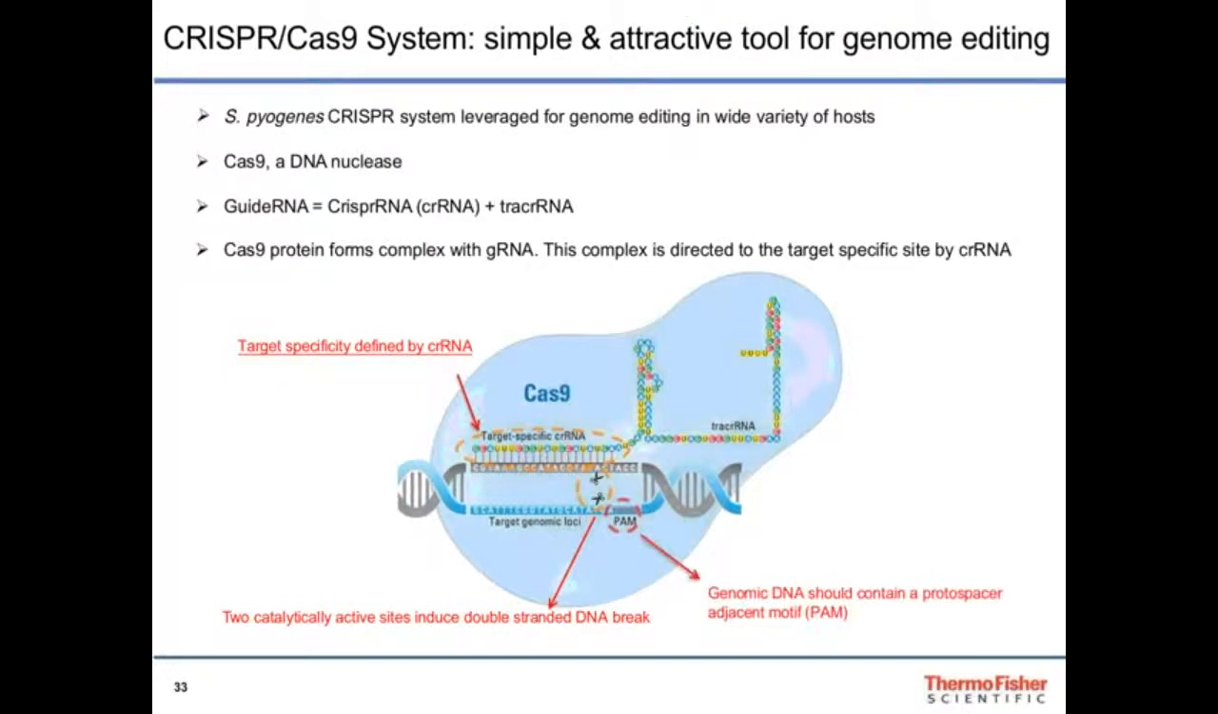One other piece of information that's important is that there is one requirement for this complex to be able to recognize a target in the DNA, and that's what's called the PAM sequence. These PAM sequences are actually related to the species of Cas9 that we use, and this is not coded in the guide RNA. These PAM sequences are recognized by a protein domain within the Cas9 protein.